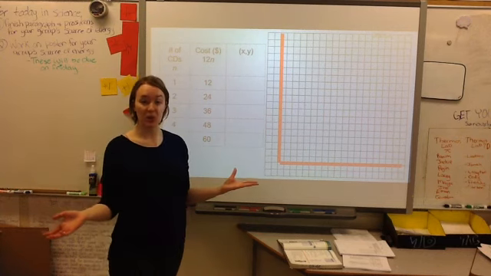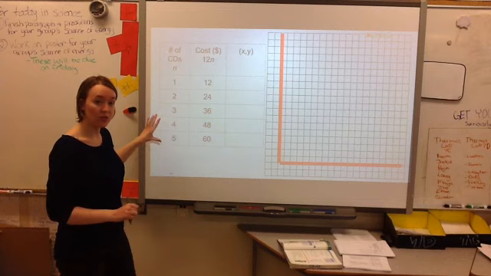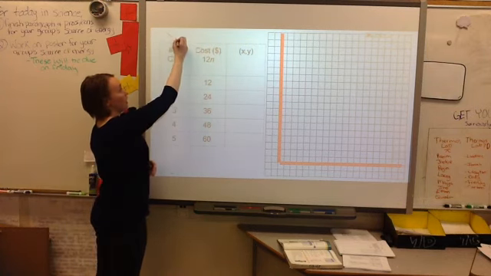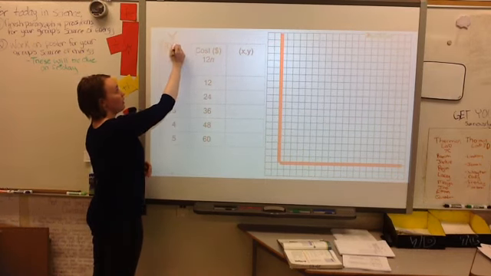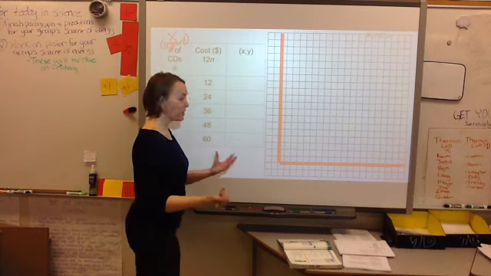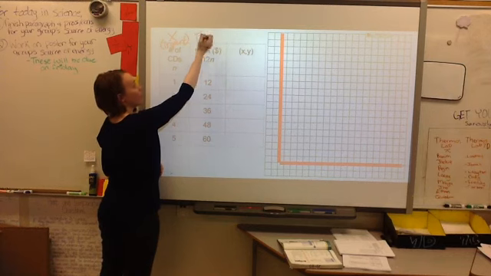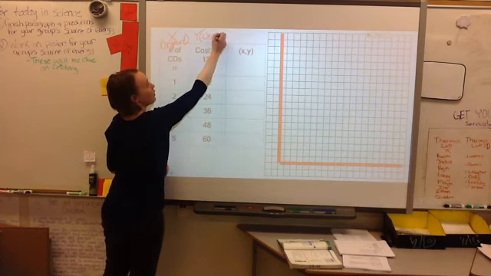Okay, so now I'm going to show you guys how to graph this. So we have our table of values here. Remember that our number of CDs is our x variable, or you can also call it the input, from the table of values that we did last time. And our cost is our y variable, and this can also be called the output.